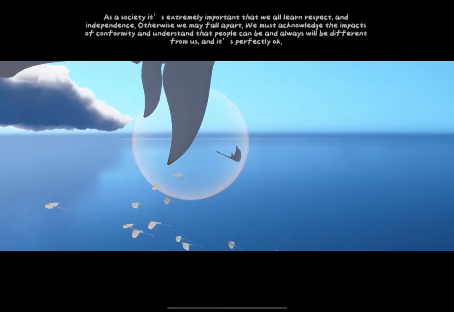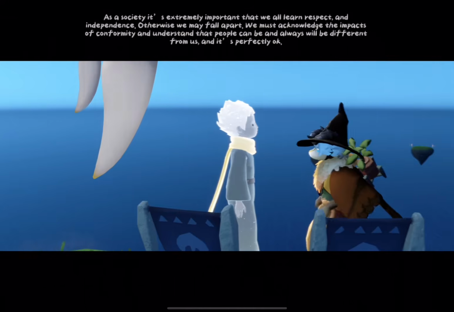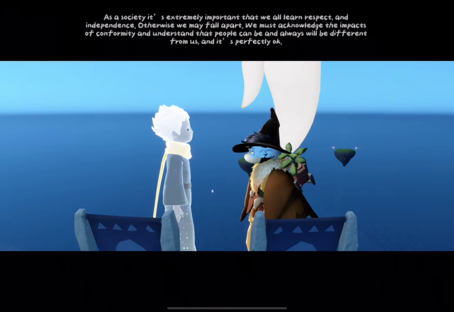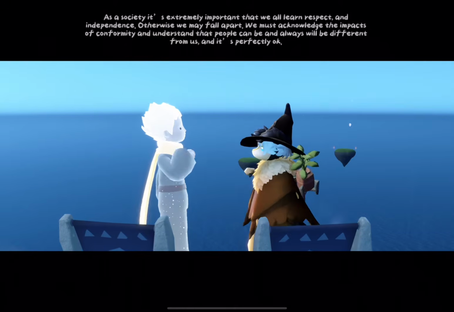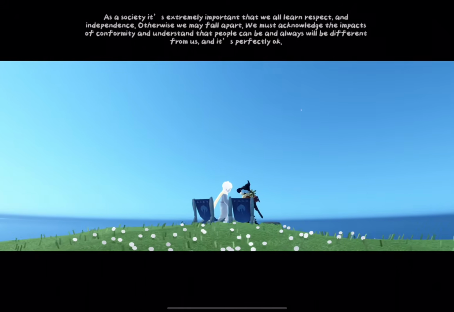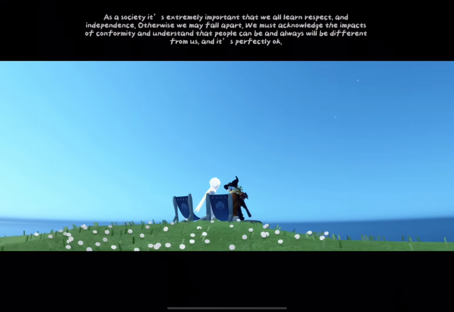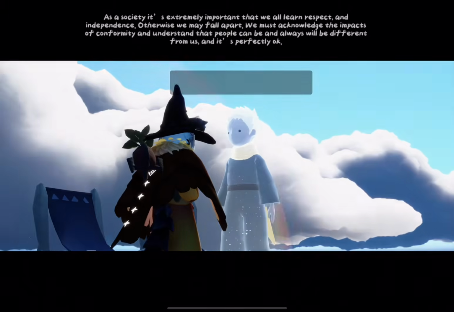As a society, it's extremely important that we all learn respect and independence. Otherwise, we may fall apart. We must acknowledge the impacts of conformity and understand that people can be and always will be different from us, and it's perfectly okay.